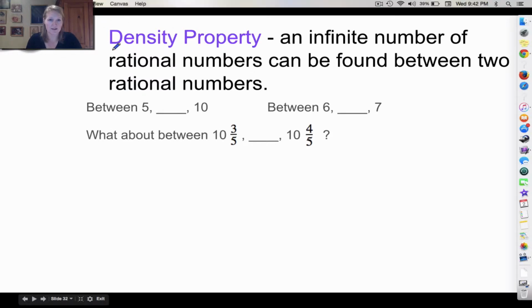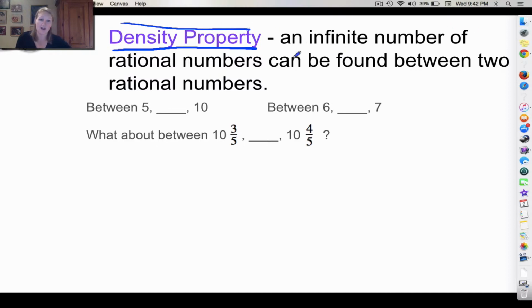The density property is another thing that we want to keep in mind. It says that an infinite number of rational numbers can be found between two rational numbers. So what this means basically is between 5 and 10, there are numbers there, right? There's 6, there's 7, there's 8. There's even 9.5, 9.51, 9.52. So between 6 and 7, there is 6.1, 6.2, 6.3, but then you can get into the hundredths place, the thousandths place. You can go infinitely to the right of the decimal. So that's that infinite number.